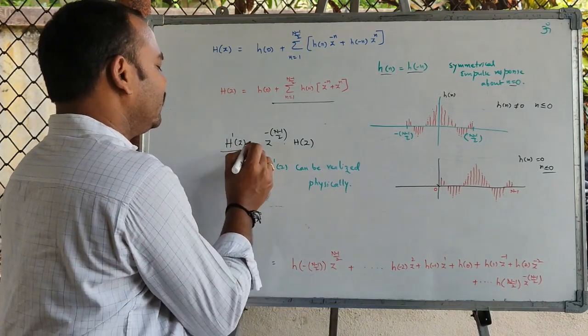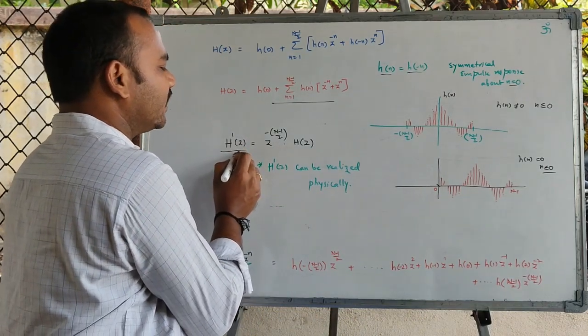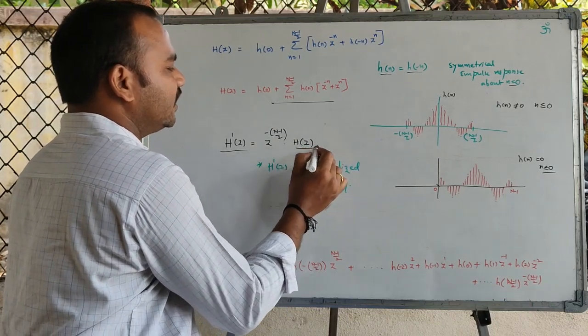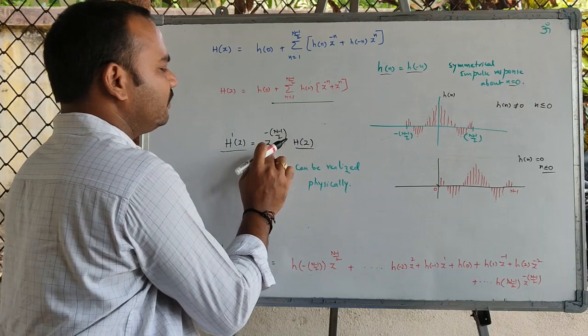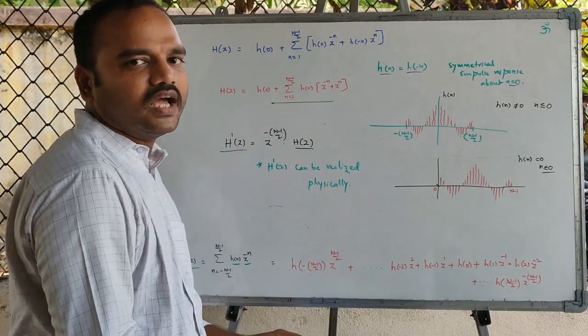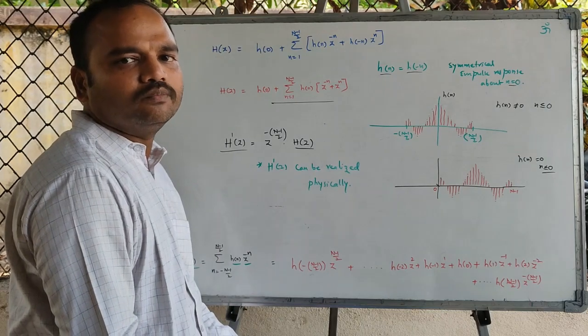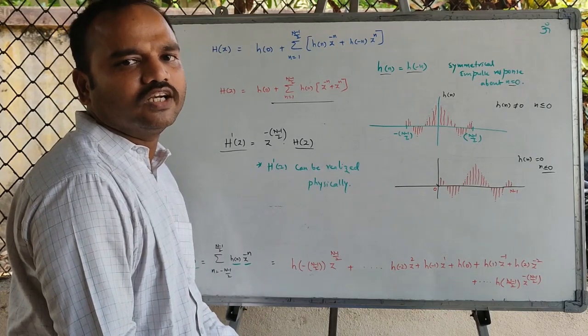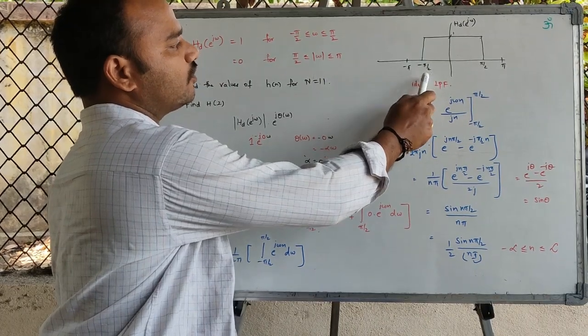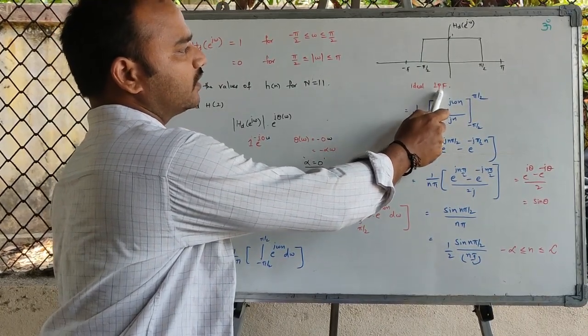Hence, the filter h dash of z can be realized physically if we multiply h of z with z power minus (capital N minus 1)/2. Next, I will explain one design method of a low pass filter. This is the frequency response of the ideal low pass filter.